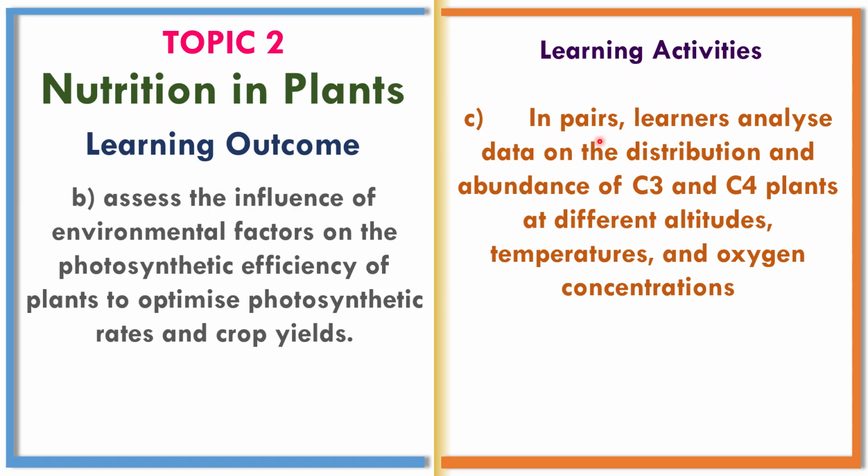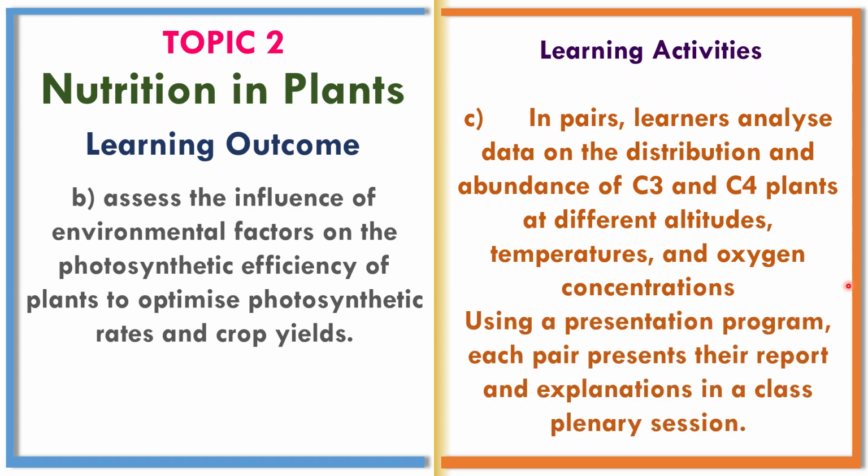In pairs, learners analyze data on the distribution and abundance of C3 and C4 plants at different altitude, temperatures, and oxygen concentration. Using a presentation program, each pair presents their report and explanation in a class plenary session. Let's start with distribution of C3 and C4 plants in relation to environment.